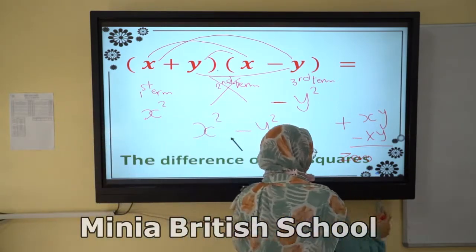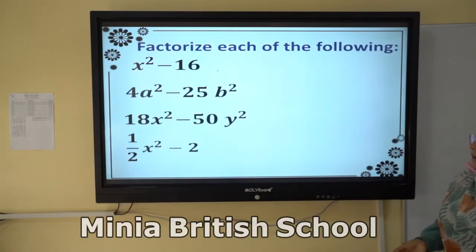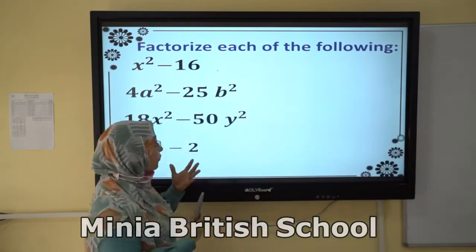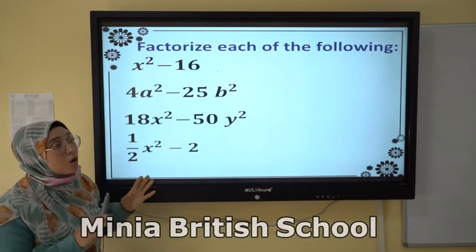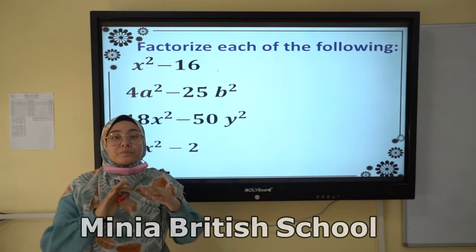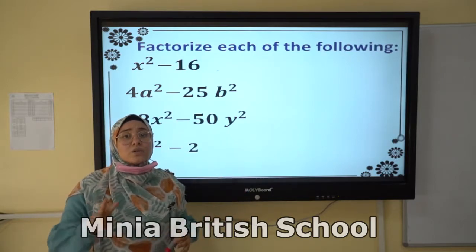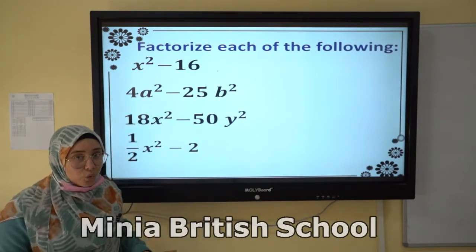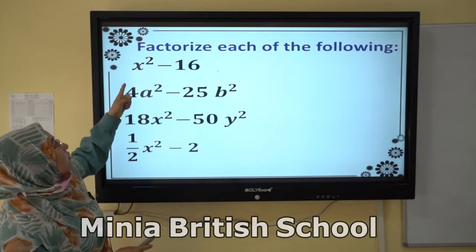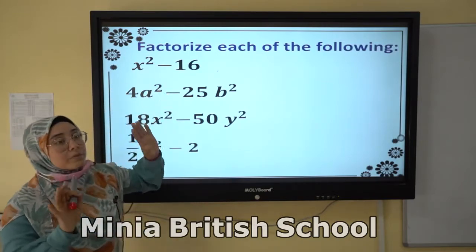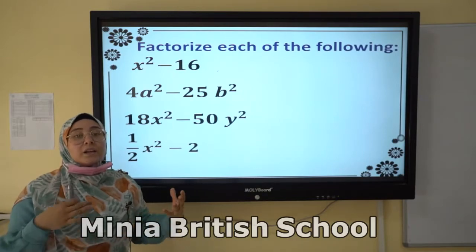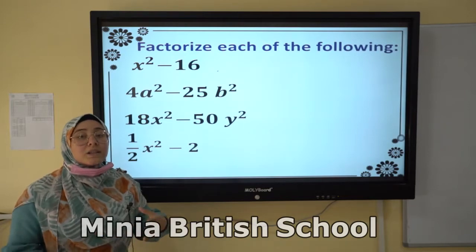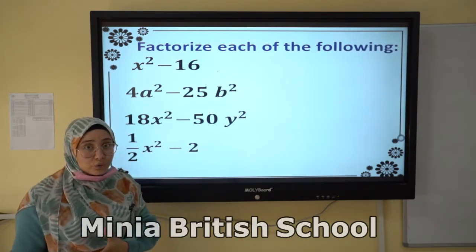Now we need to factorize the difference between two squares. Factorize each of the following. In number 1, x power 2 minus 16. This expression consists of two terms only, so it's called the difference between two squares. The first term is a perfect square, the second term is a perfect square, and the difference between two squares equals the sum of two quantities times the difference of two quantities.